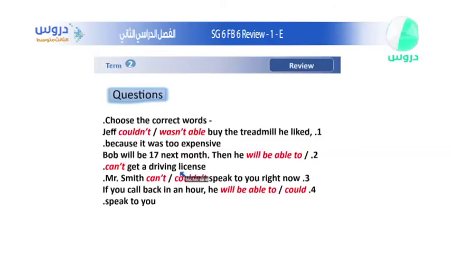Muhammad 31 answered first, and he said will be able to. Muhammad 72 answered number 1 as well. So I've got both Muhammads answering the same thing. Good job. Okay. What about Mr. Smith? Can't or couldn't speak to you right now? Can't or couldn't? Can't, couldn't. Can't, can't.